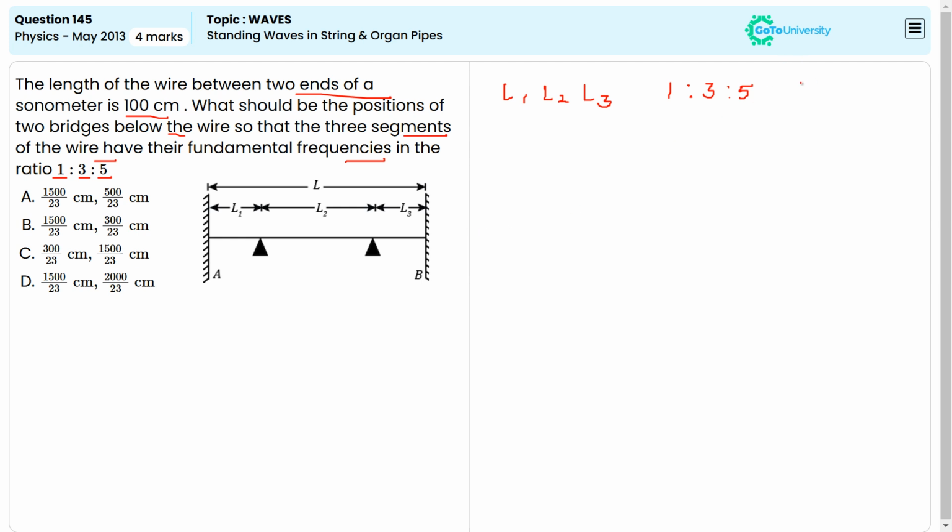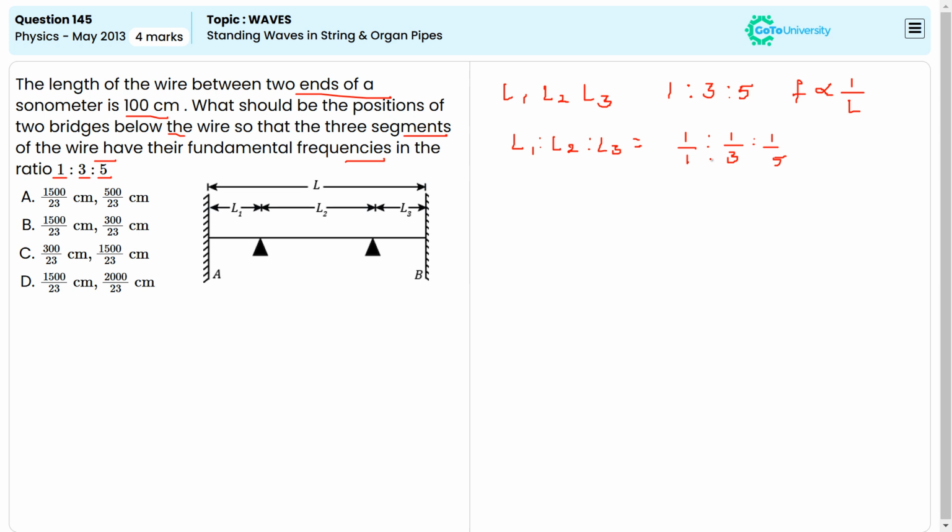Then we know that the frequency f is equal to 1 upon L, that is, frequency is inversely proportional to the length here. Then I can write this one as L1 is to L2 is to L3 is equal to 1 upon 1 is to 1 upon 3 is to 1 upon 5. But we also know one of the conditions in ratios, that ratios are never in terms of fractions. We cannot define the ratio in terms of fraction.